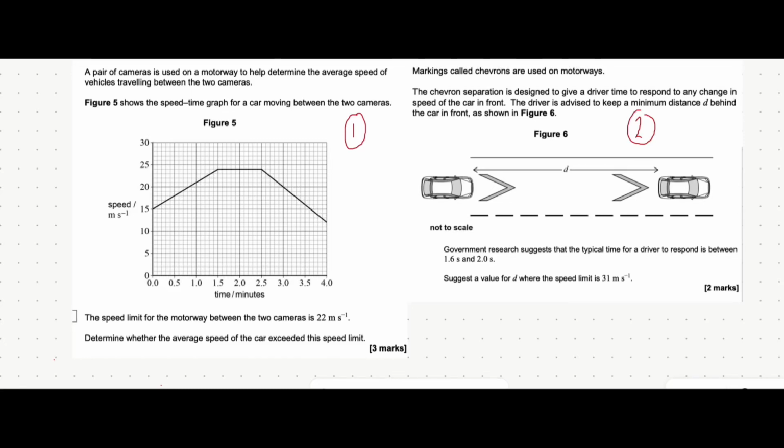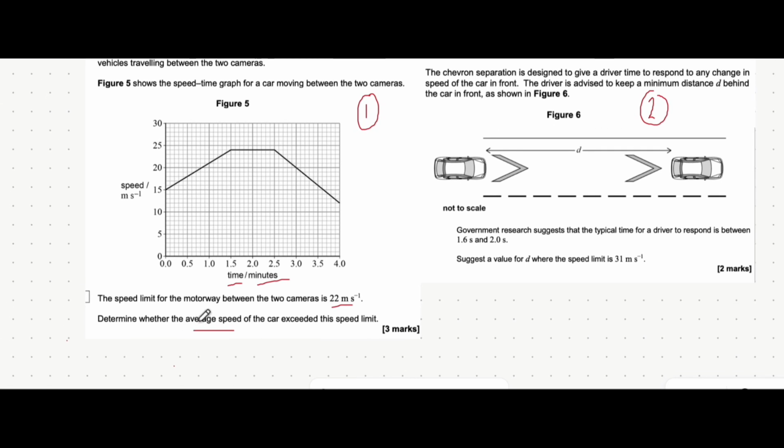In this video, we're going to have a look at a question relating to mechanics and motion. So in this first part of the question, it's giving you a speed time graph. Bear in mind the time is given in minutes, so you do have to be careful of that. It's told you that the speed limit is 22 meters per second, and it's asked you to find whether the average speed has exceeded the limit.